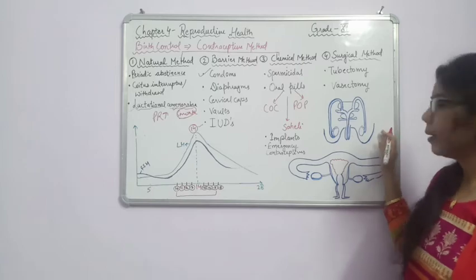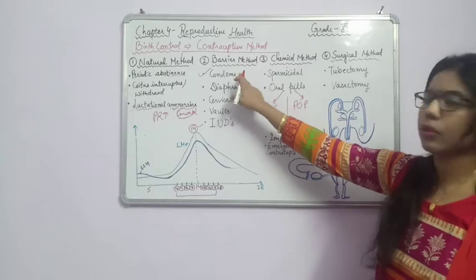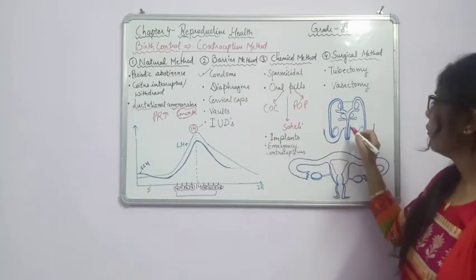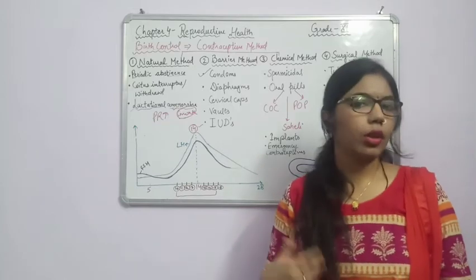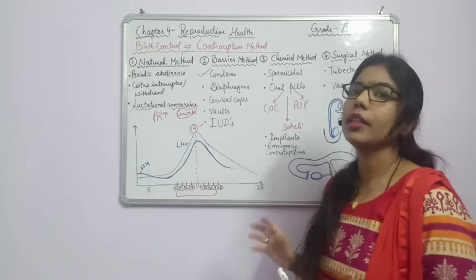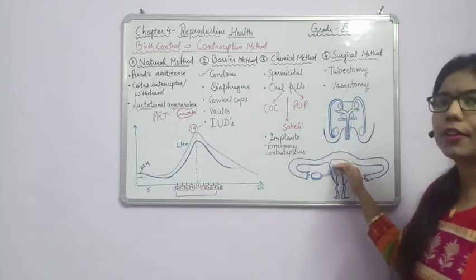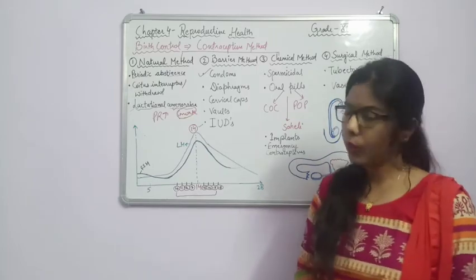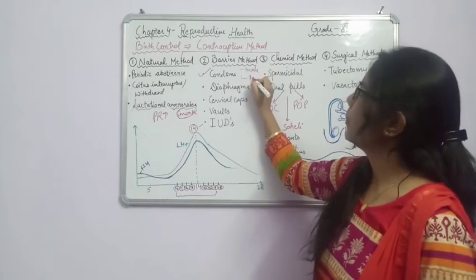Here I have shown the male reproductive system, and here the female reproductive system. So as we are talking about condoms, it is made up of a latex sheath which covers the whole penis, and during the coitus, if ejaculation happens, the semen will remain in the condom, and it will not be able to reach the female genital tract. Fine, and by this method we can avoid fertilization.